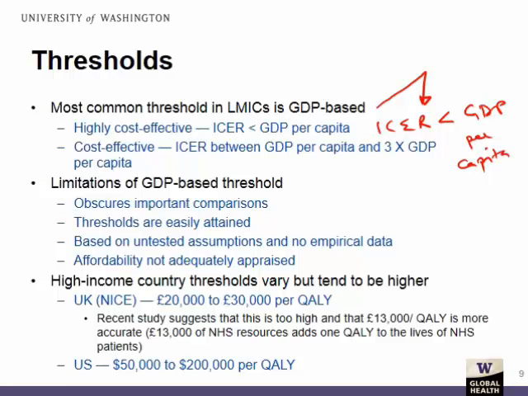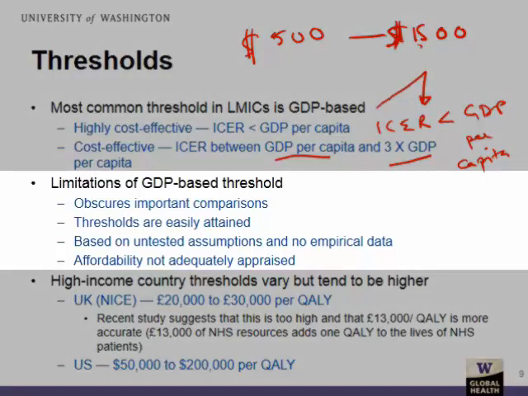And it's cost effective if the ISA is between GDP and 3 times GDP. So below GDP, let's say you have a country like Uganda whose GDP per capita happens to be about $500. An intervention that's less than $500 per quality adjusted life year gained or disability adjusted life year averted is highly cost effective. And an intervention that's between $500 and $1,500 per QALY gained or DALY averted, this is 1,500, would be considered cost effective.